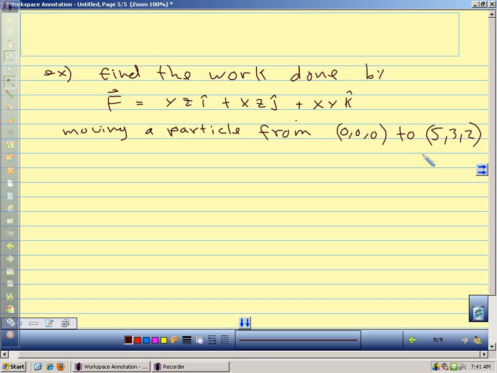Now, in order to evaluate our integral, our work is going to be the integral along our curve of F dot dr. In order to evaluate this, I need to parameterize my path. So we need to write the parametric equations of this line. So we're thinking back to, what do we do that in chapter 12? Writing the parametric equation of a line. Does anybody remember the expression for parametric equations of a line?